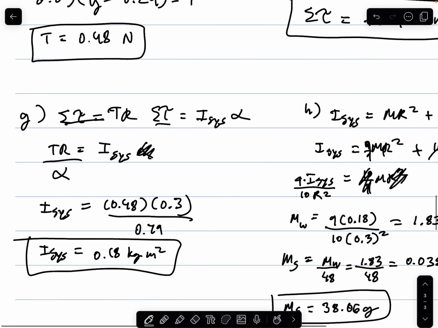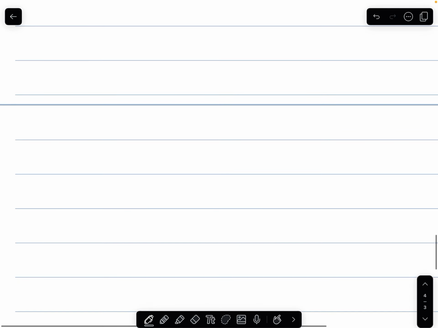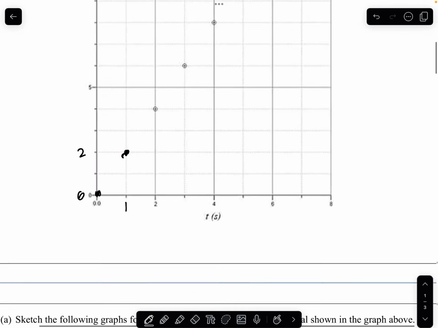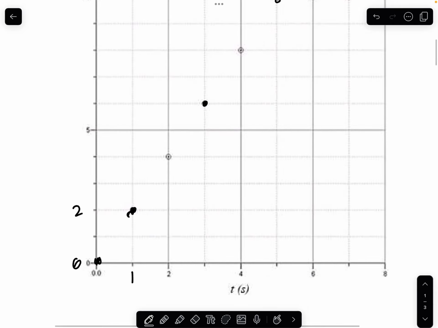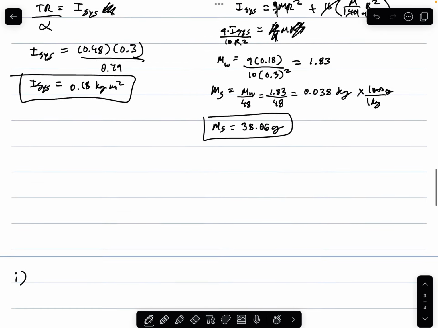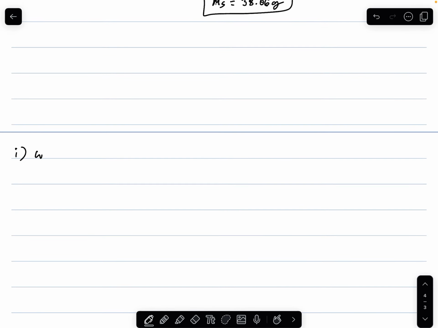Okay, for part I, I'm going to use the graph to find angular velocity at 30 seconds. So at 30 seconds, there's 6. And now I'm going to just convert that to radians per second like I did before.